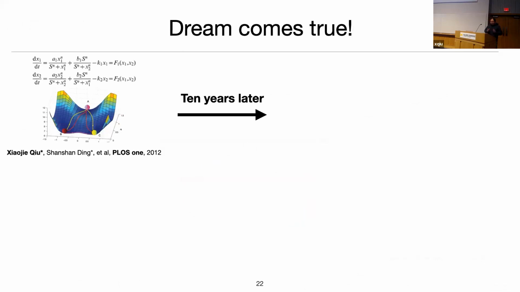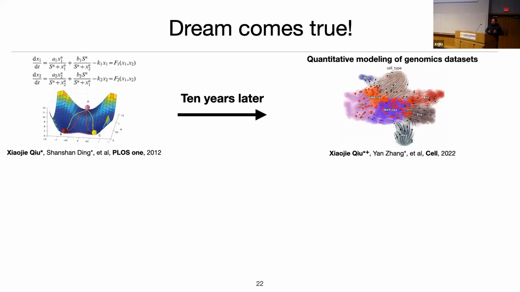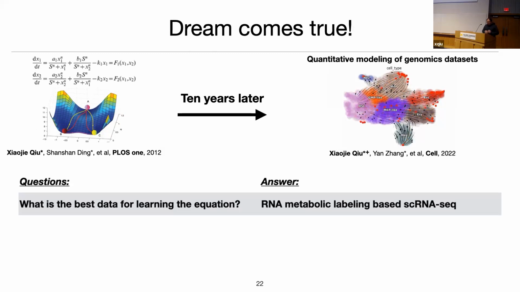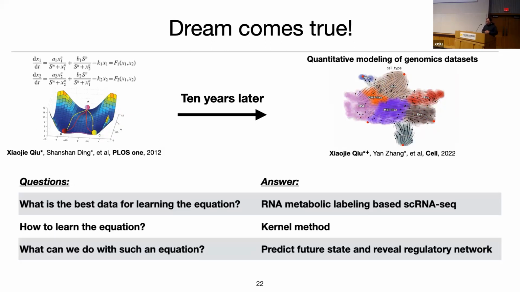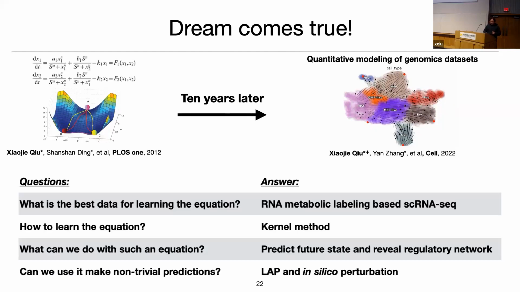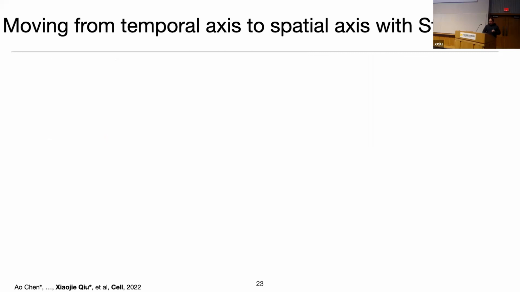I hope my previous slides show you that my original dream of connecting my mathematical model with genomics data is really realized after 10 years in this Dynamo framework. I also showed you that we can use metabolic labeling to power up the predictive modeling, and we use this kernel method to learn the vector field. Importantly, we can not only predict the cell fate and reveal the regulatory network with this vector field, but we can even make non-trivial predictions like the least action path and in silico perturbation prediction.